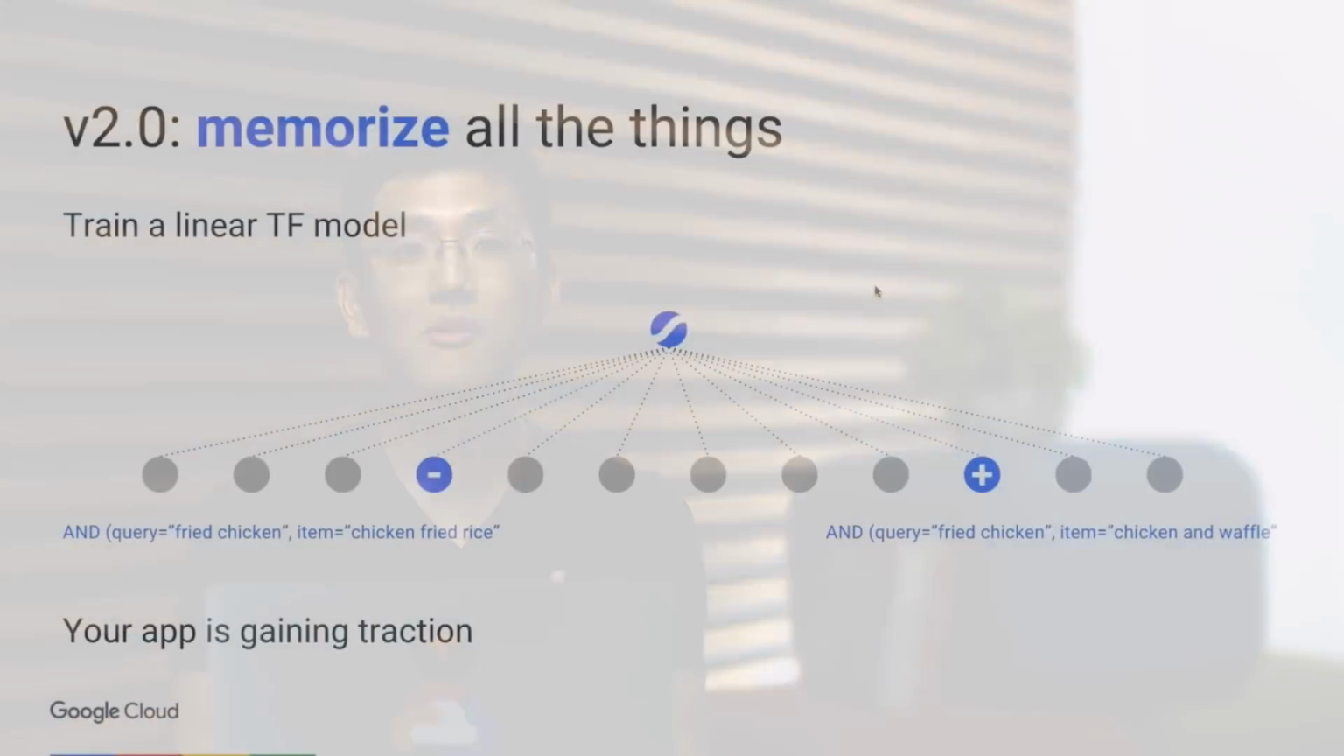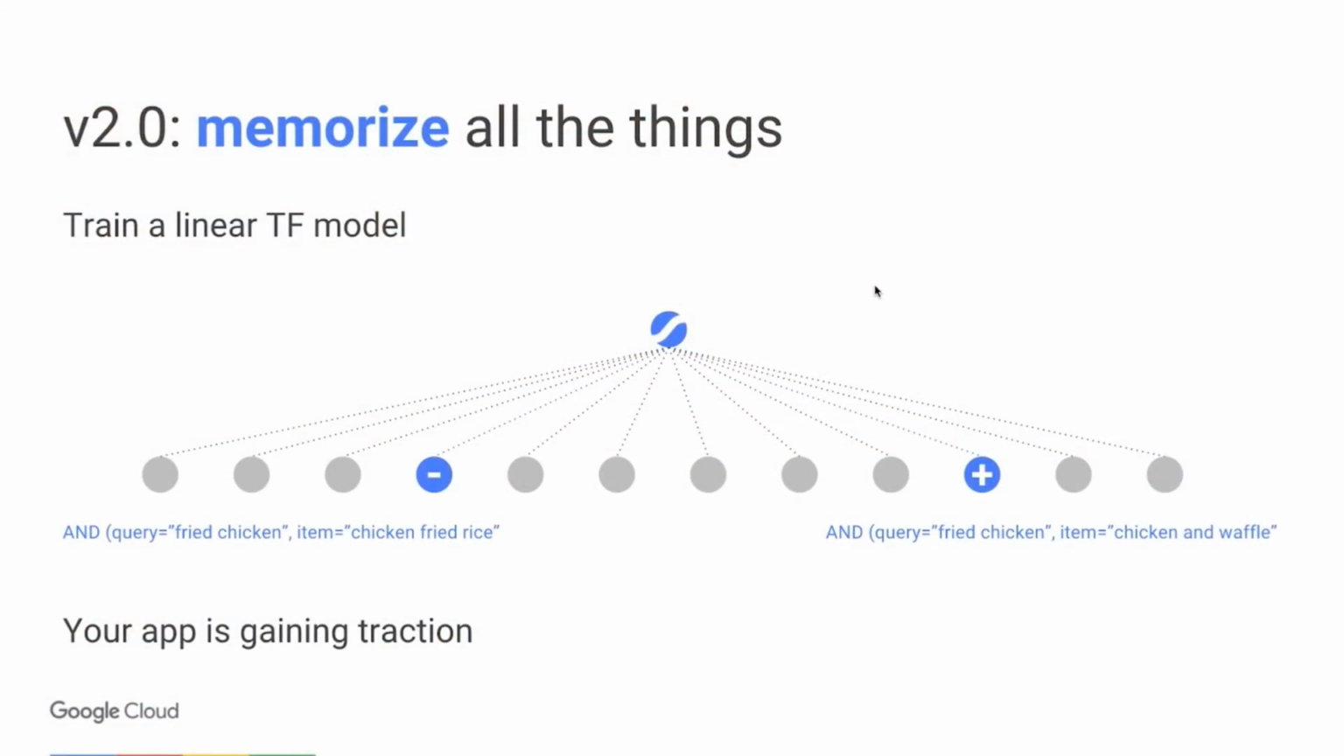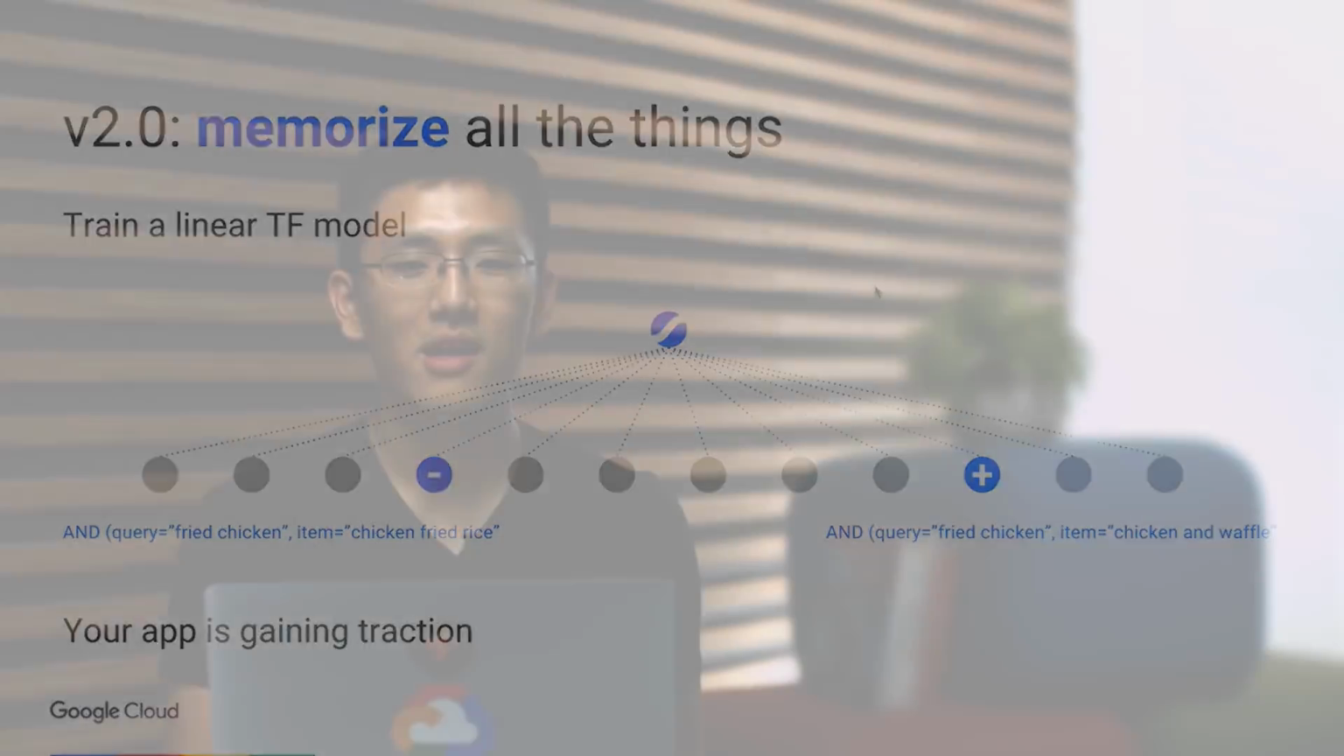Well, you see the feedback in your reviews on the App Store, and you say, it's okay. I'm going to reach into my machine learning toolbox and pull out linear regression. We're going to basically fit a line and memorize our users' preferences. So we train a linear TensorFlow model, deploy that, and your app starts getting traction. It's doing well.